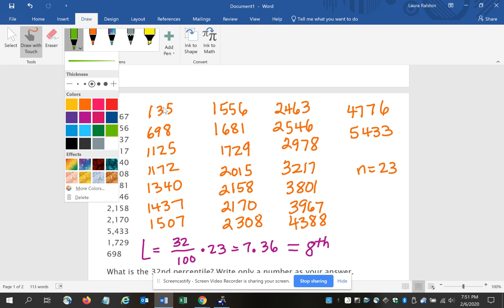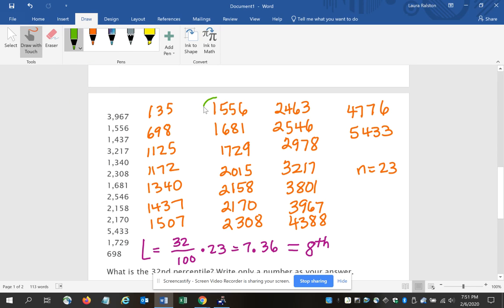So if I go back up here to my list, it's in order: 1, 2, 3, 4, 5, 6, 7, 8. The value that's in the 8th place is 1,556. So the 32nd percentile is 1,556.